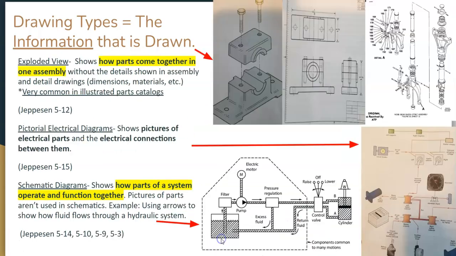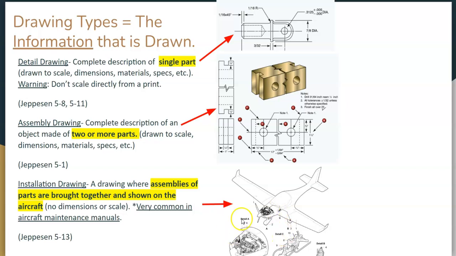One great example of this is over here. You can see this aircraft right here, this light sport aircraft, and you can see over here you have the engine compartment and you have different components within it. That's a great example of an installation drawing.